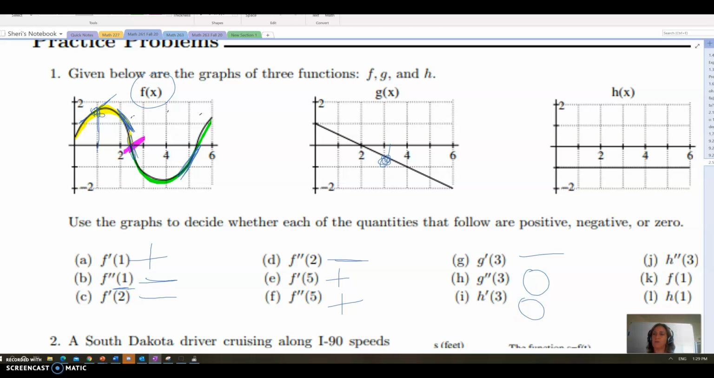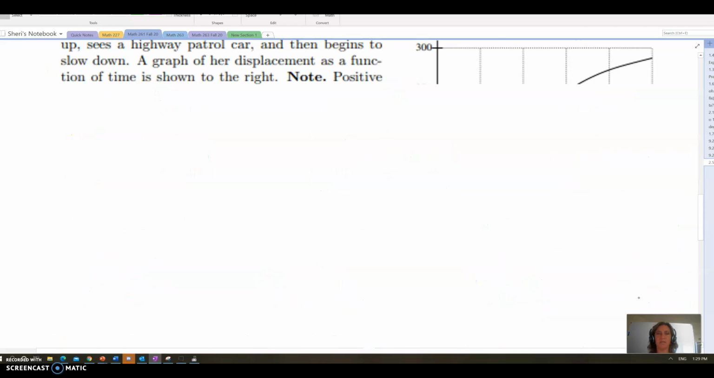And then again, it also doesn't have a concavity, so the second derivative will be 0. For parts k and l, I'm looking at the value of function f at 1. And they just want me to see if it's positive or negative. So when x is 1, function f is above the x-axis, so that would have a positive value. And for function h at 1, this function is below the x-axis, so it would have a negative value.